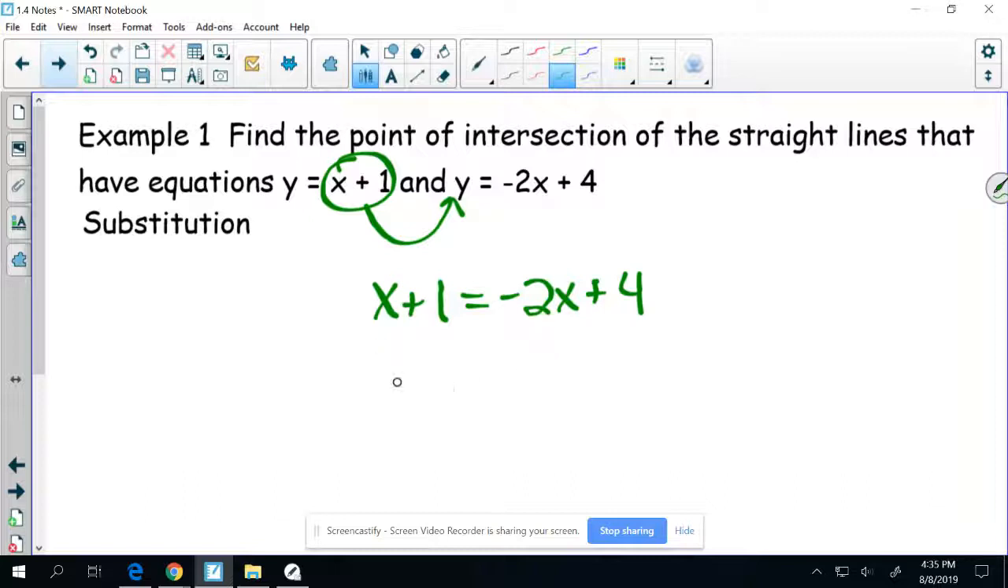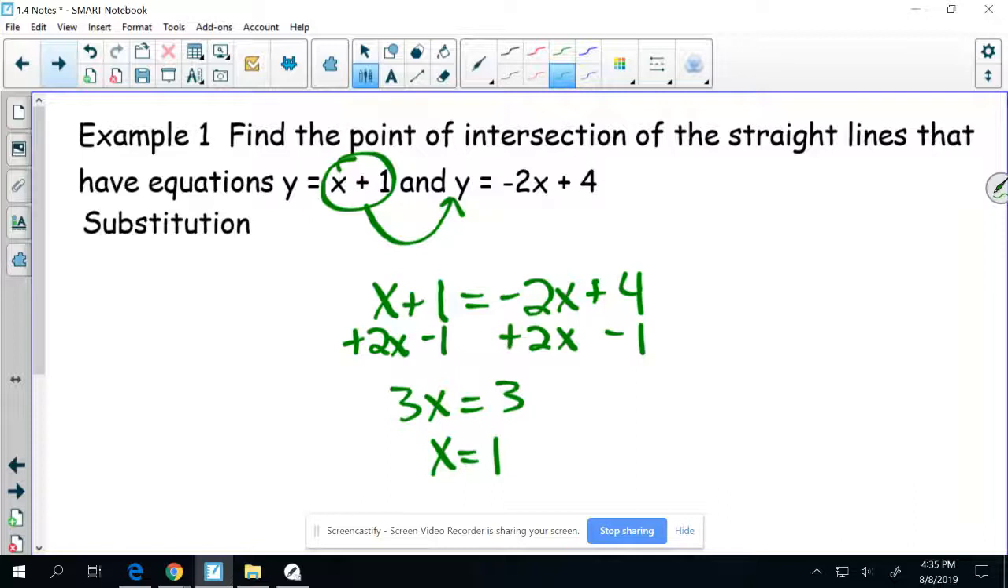We talked about yesterday, solving the equation means finding the point that makes it true. So that means I want to get my x's on the same side. So for me, that means I'm going to add my 2x over here. And at the same time, I want to move the 1 over here. So to undo adding 1, I'm going to subtract 1. And I'm going to get 3x equals 3. Divide by 3, and I get x equals 1.